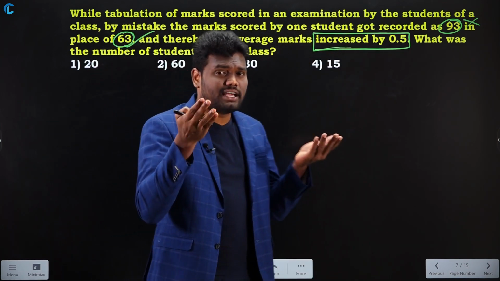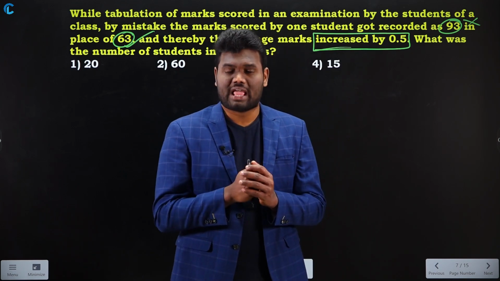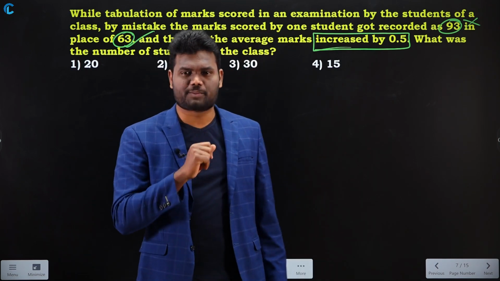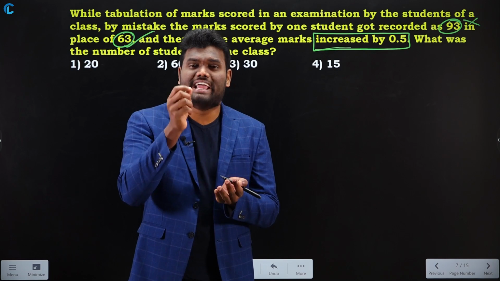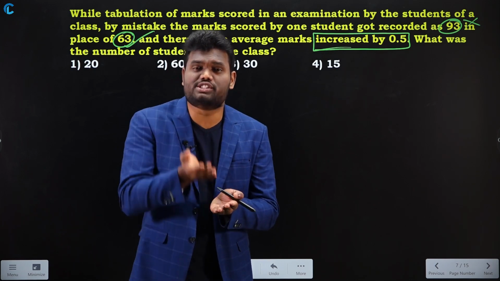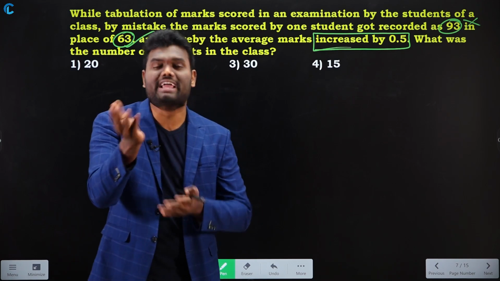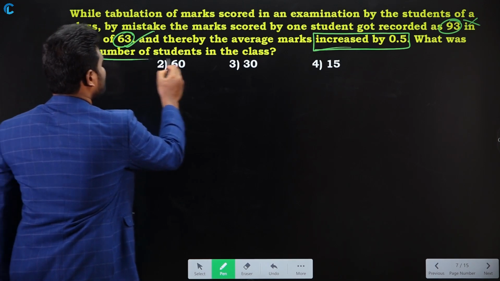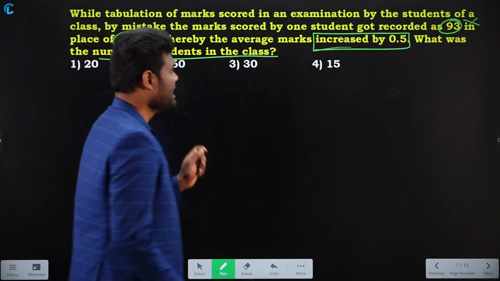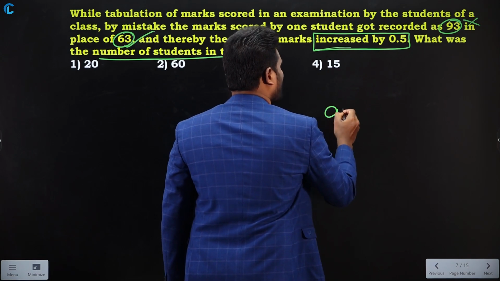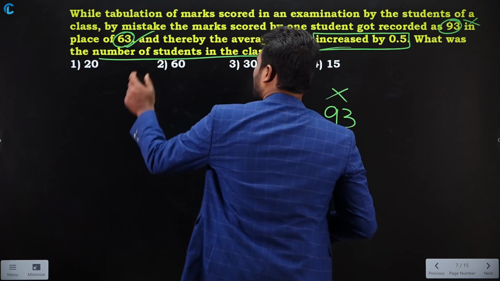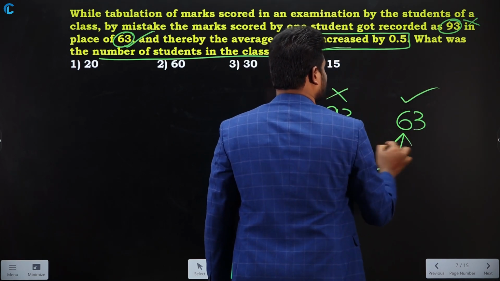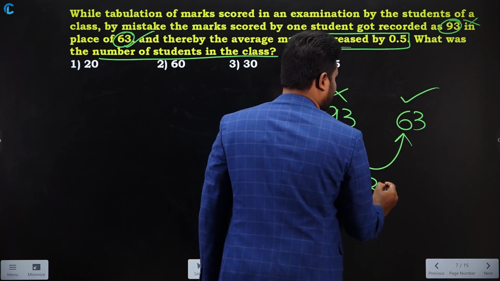When I say the average increased by 0.5, what do you mean by that? If I say the average increased by 0.5, each and every number is increased by 0.5, 0.5, 0.5. The same happened here also. Now your question is, what was the number of students in the class? This is a very simple question. Just observe here. What is the wrong value? The wrong value is 93. The correct value is 63. Just take the difference. 93 and 63 difference is 30.